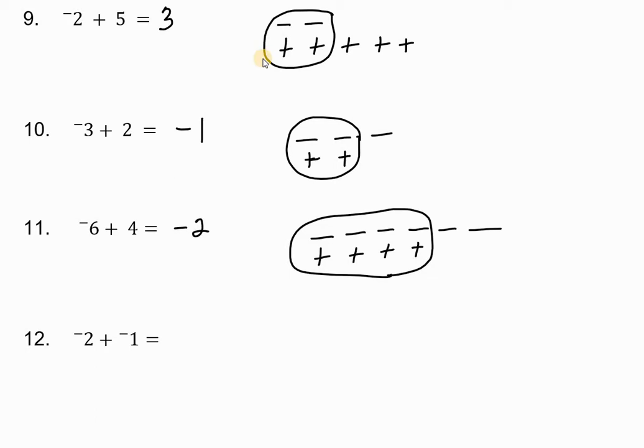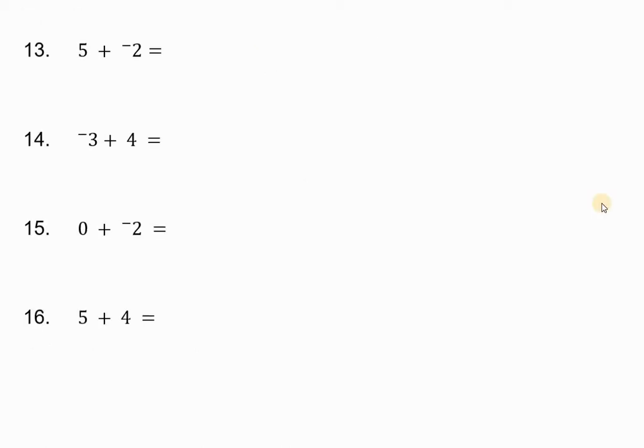Problem 12, negative 2 plus negative 1. So I have 2 negatives and 1 more negative, so altogether I have 3 negatives. Be sure you don't try to put this negative down here and pair up 2 negatives to cancel out. Only a positive and negative will cancel out to 0. Once you do a few of these problems with the pictures, you're going to understand your rules for addition without having to draw the pictures.